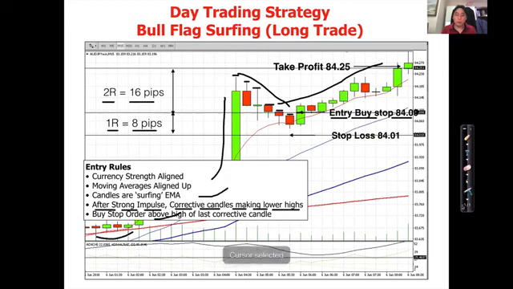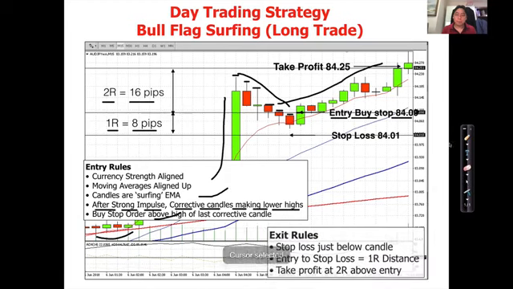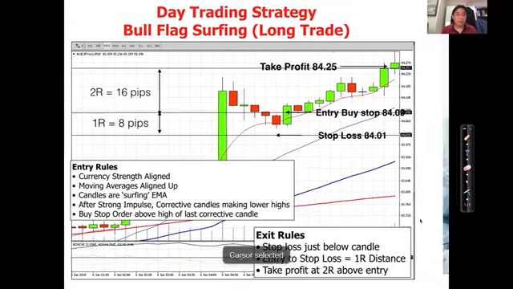So our exit rules are pretty simple. We either exit with a loss, losing 1R, or we exit with a profit, making 2R. And again, with the currency strength meter following the trend with the candlestick pattern, your win rates are really high, allowing you to achieve consistent profits over there.